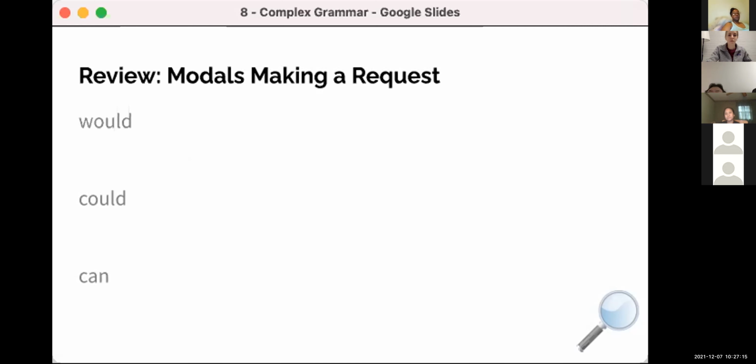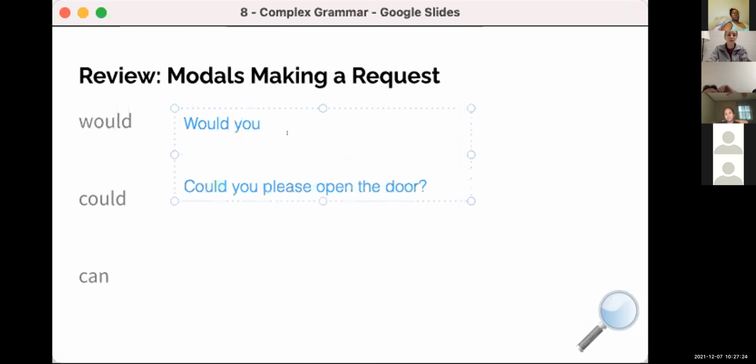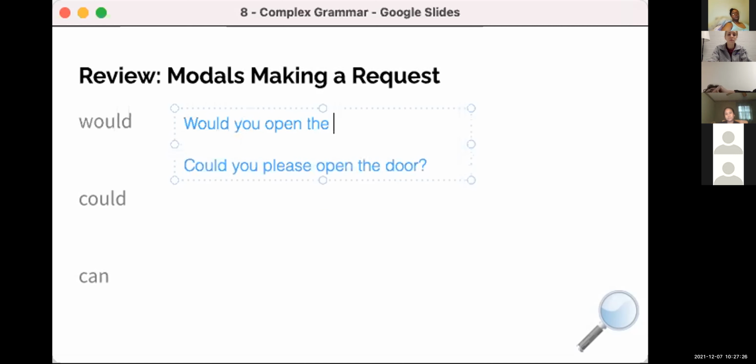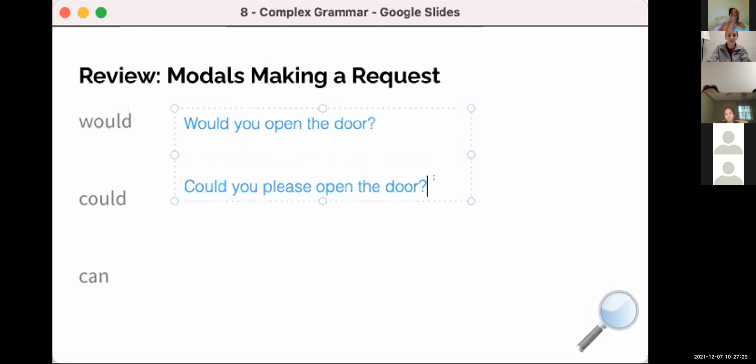Would you please open the door? Would you please open the door? Okay. Can you open the door for me? Yeah. Okay, that's a great example.